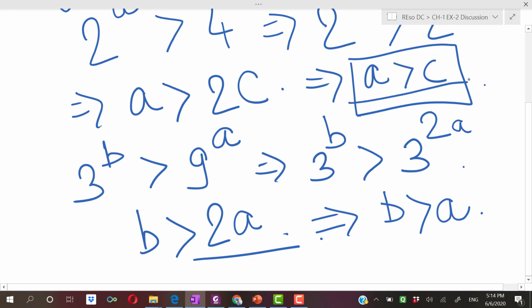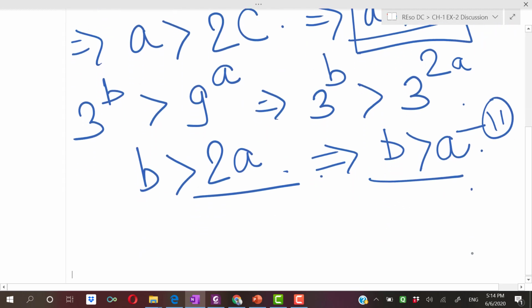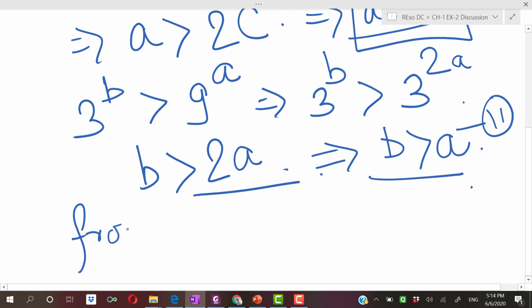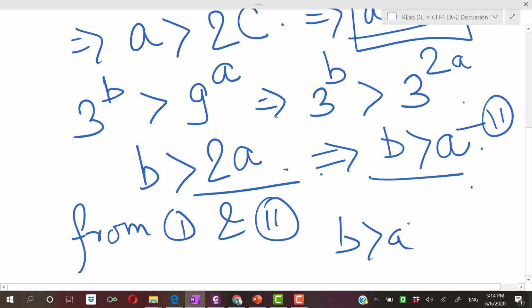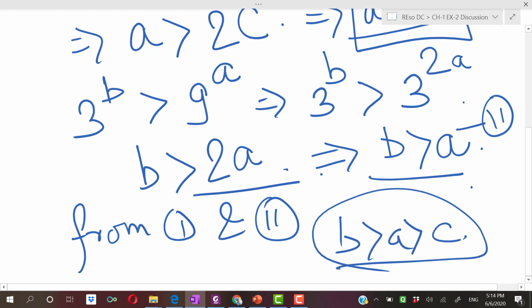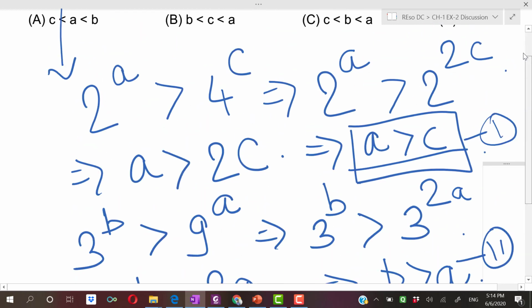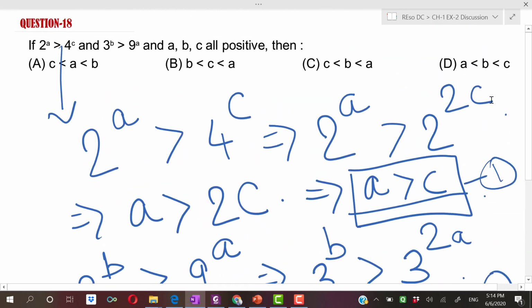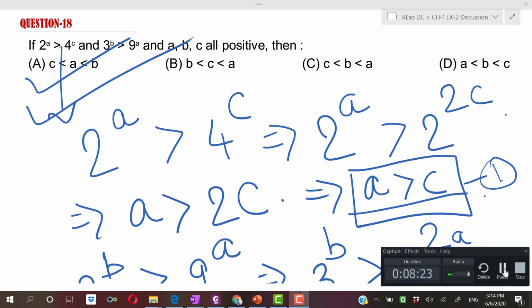Now a is greater than c and b is greater than a. This is equation number 2. This is equation number 1. From equation number first and second, b will be greater than a will be greater than c. This will be the answer of my question. So b will be greater than a will be greater than c. So my option will be option number a. b will be greater than a and a will be greater than c. This is how you were required to solve this.